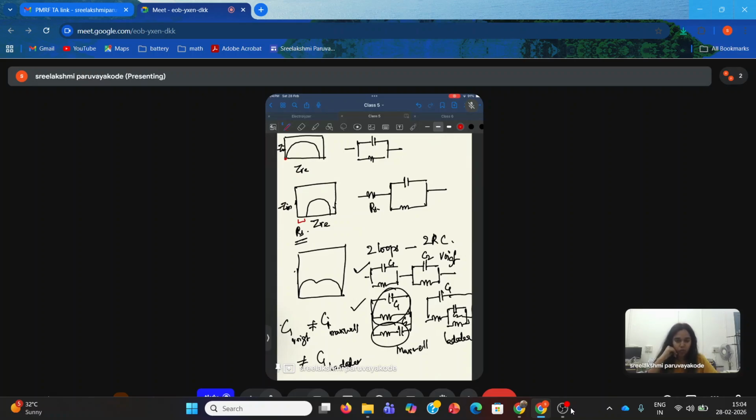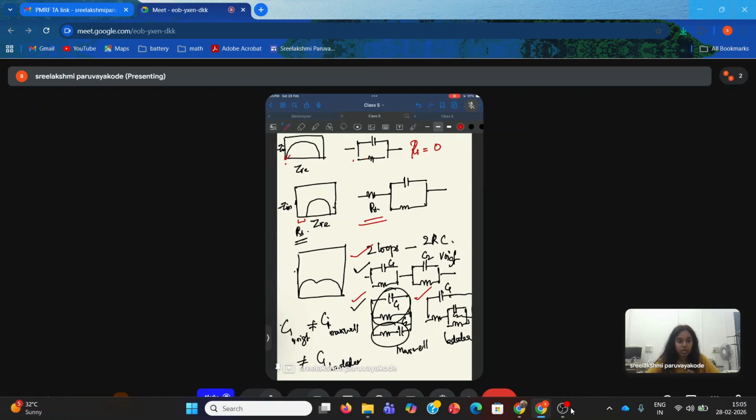Then we saw how to guess the circuit from the impedance data. If you have a single semicircle, you'll have one RC in parallel. If it starts from zero, the solution resistance is zero. If it is not starting from zero, it means that the extra amount corresponds to the R_s value, and we have a resistor in series with the RC in parallel. When two loops are there, there will be two RC, so either you can go for the Voigt or a Maxwell or a ladder.